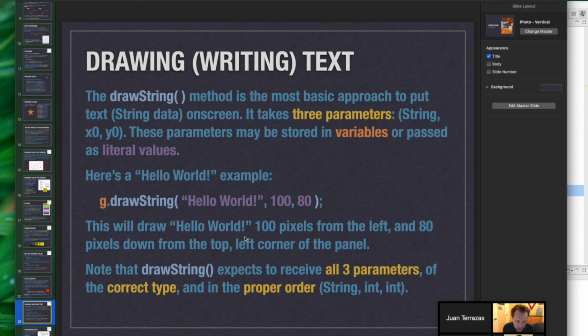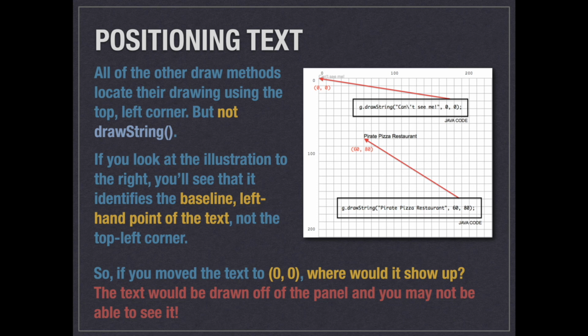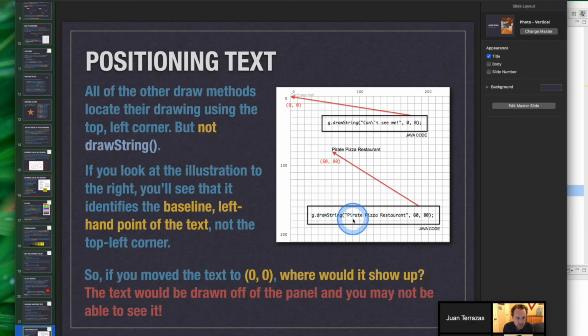Sounds tough. I just told you drawString is kind of the outlier and made a little bit of a big deal about it. And yet you may be looking at that and thinking, how is that anything of an outlier? So next slide. The question is, where does the text get drawn? I mean, I just told you it was 100, 80, or whatever it was in the previous slide. Here's a second example, in which I've got 2 drawStrings, and let's look at the bottom one first. So it says g.drawString pirate pizza restaurant, 60, 80.